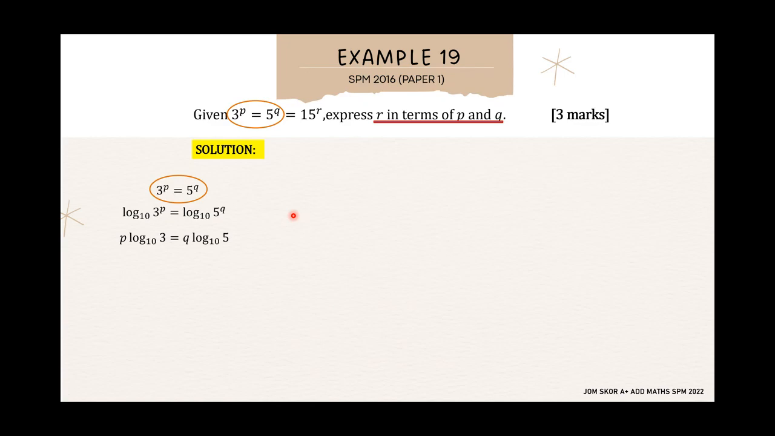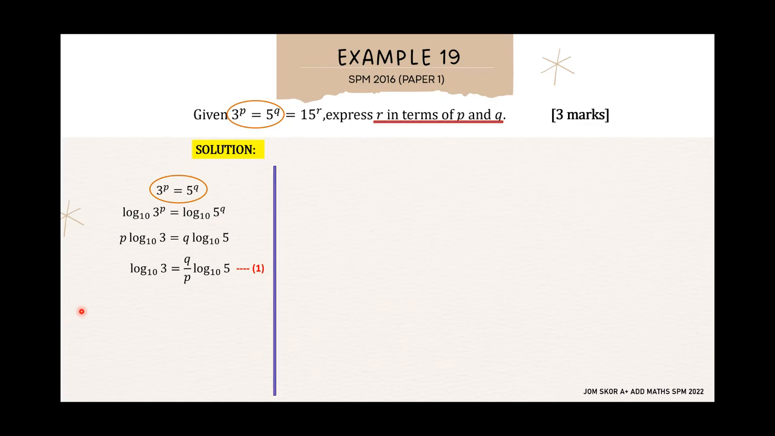Okay, right. Soalan minta kita express r in terms of p and q. Sekarang kita ada p dan q. Okay, daripada sini kita akan buat log 3 base 10 bersamaan dengan q over p log 5 base 10. Okay, p di sebelah sana. Kita equate sebagai equation number 1.